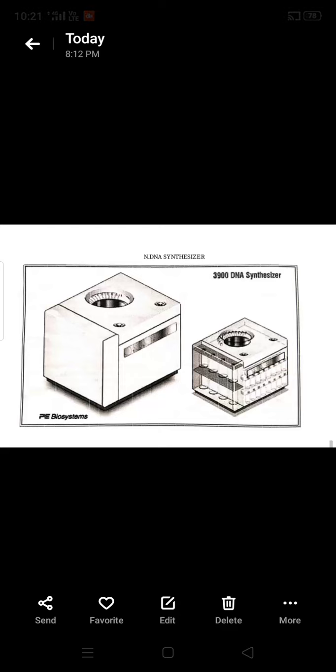Today in this class we discussed the next instrument, the DNA synthesizer. This is the structure of a DNA synthesizer. DNA synthesizers are machines used to custom build DNA molecules to contain a particular sequence of nucleotides.